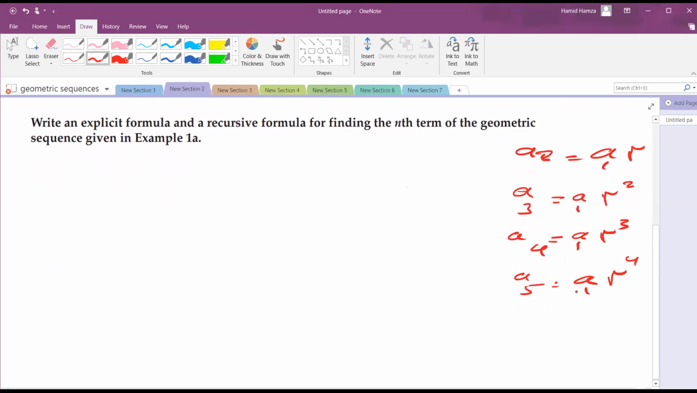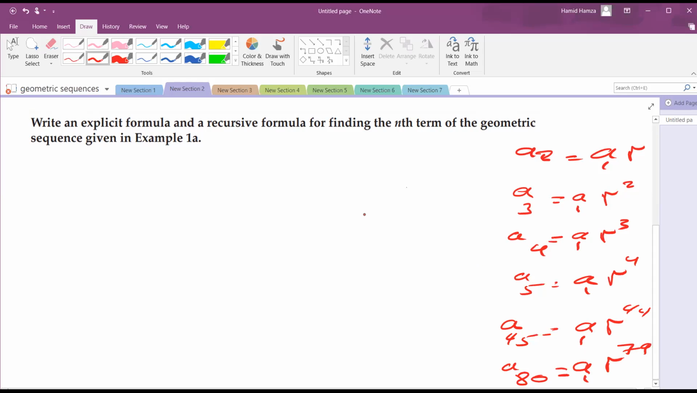So if you discover the relation between the power and the order of the required number, you will notice that the power of R is always less than the order of the required number by 1. So if I wanted to write A45, it will be A1 R power 44. A80, for example, the 80th term, that will be A1 R power 79. So this is how to write any term in a shortcut way.